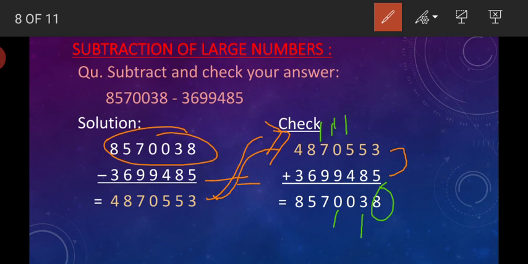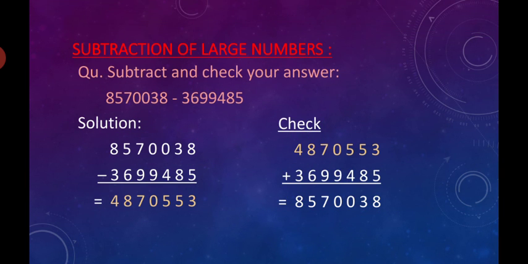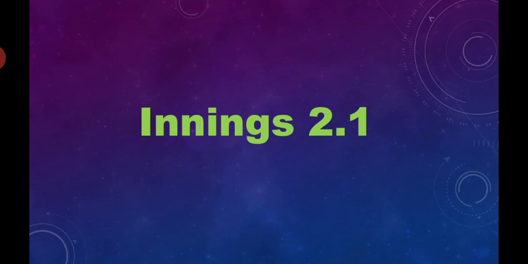1 plus 7 is 8, 8 plus 9 is 17. Again 1 is carried forward, so 8 plus 1 is 9, 9 plus 6 is 15. 1 is carried forward, 1 plus 4 is 5, 5 plus 3 becomes 8. So we get this one as the minuend. So we can say that we have done the correct subtraction. That's all. Then there is your exercise.